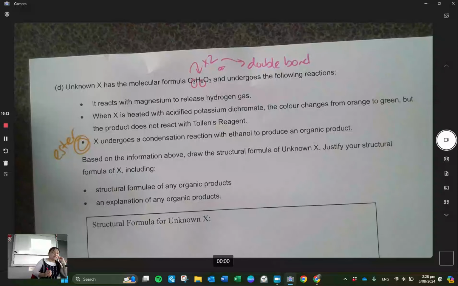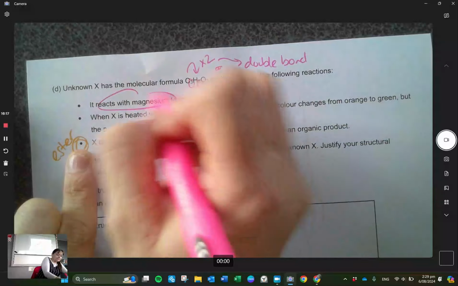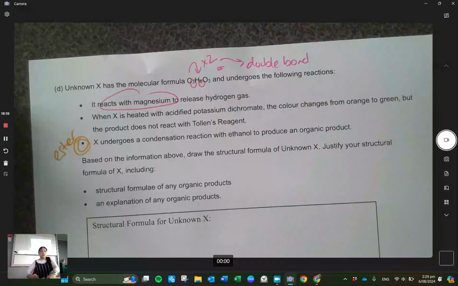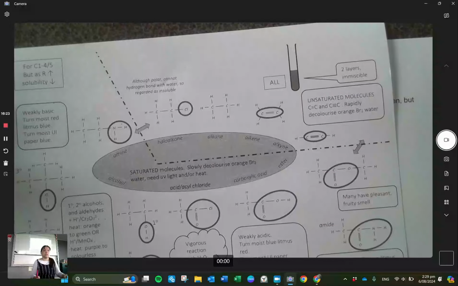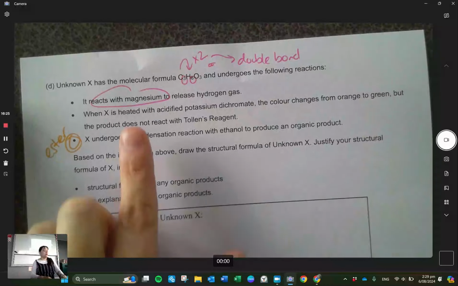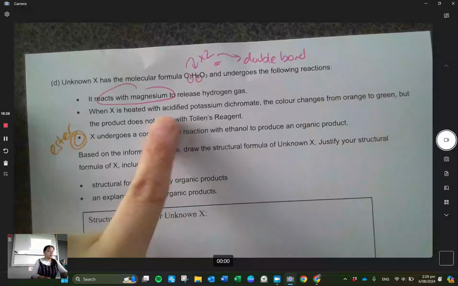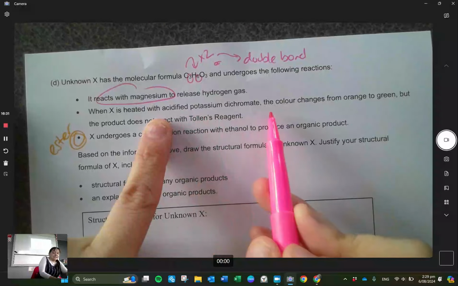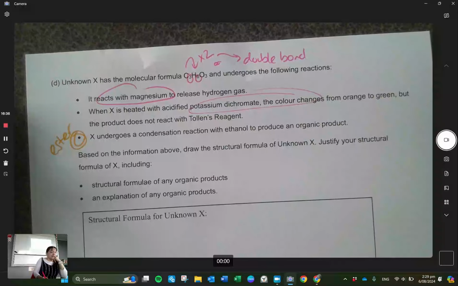Now they've given me a list of things. It says that it reacts with magnesium. So you need to look at your list here and try to find, it's probably not going to have magnesium, but it will have the word metal. And that'll give you a hint of what functional group is here. The next thing it says is that X is heated with acidified potassium dichromate and it changes color. So look at what potassium dichromate does and what are the potential functional groups that could do that.